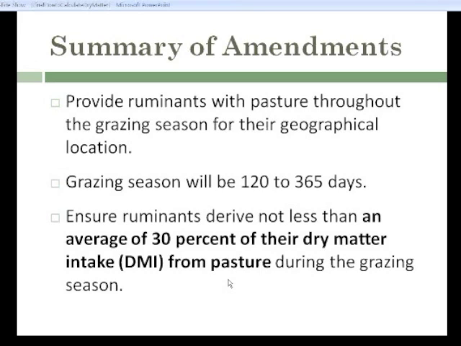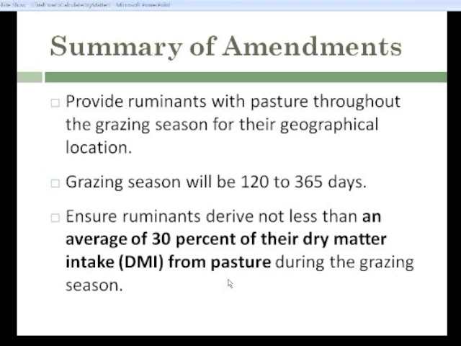So just a summary of the rule. The new pasture rule requires that ruminants be provided with pasture throughout the grazing season, and that the grazing season is going to be no shorter than 120 days, but it's going to be as long as 365 days, the full year, depending on where you are in the country, and even just regionally within states there will be variation in the grazing season. And the rule goes on to require that during the grazing season, ruminants can't get less than 30% of their dry matter intake from pasture. And that's an average of their dry matter intake over the whole grazing season.